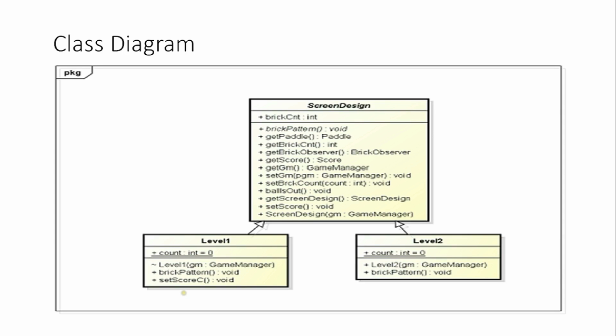Here the brick pattern arrangement is the abstract class which is implemented in level 1 and level 2. Level 1 has a different algorithm for brick pattern arrangement and level 2 has a different algorithm for brick pattern arrangement. Next you see the demo of the implementation of this template pattern.